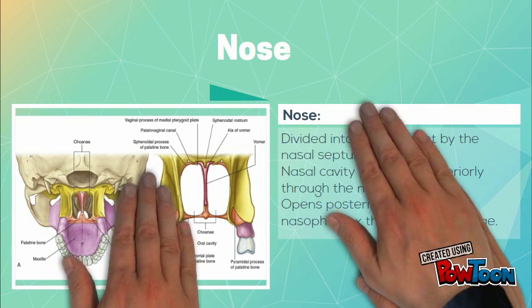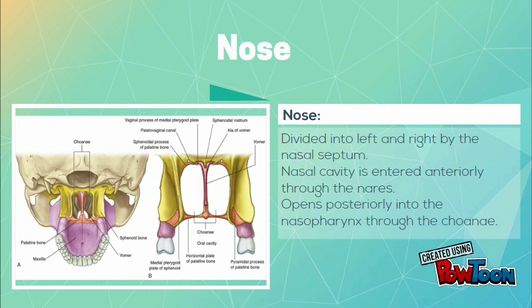The nasal cavity can be divided into left and right by the nasal septum, which is in the midline. The nasal cavity is entered anteriorly through the nares and it opens posteriorly into the nasopharynx through the choanae.